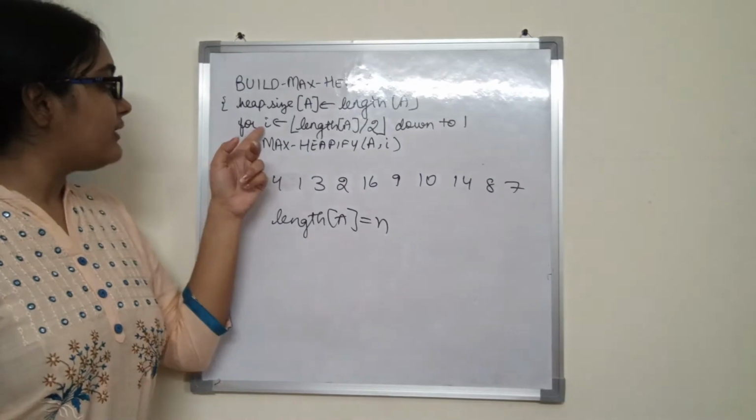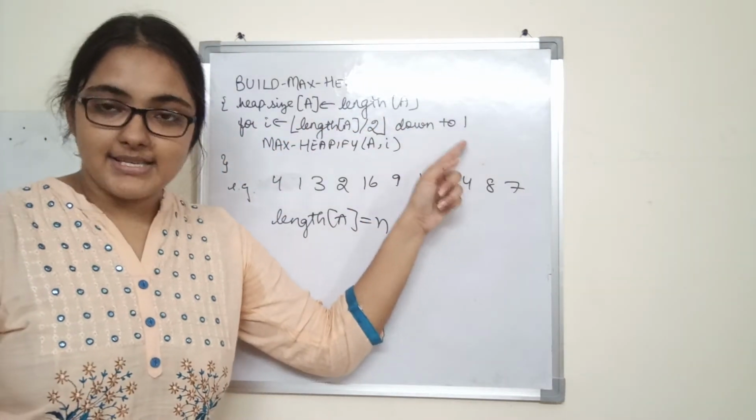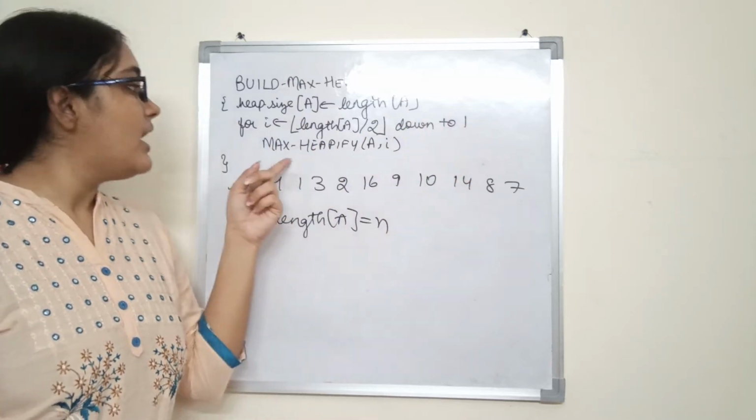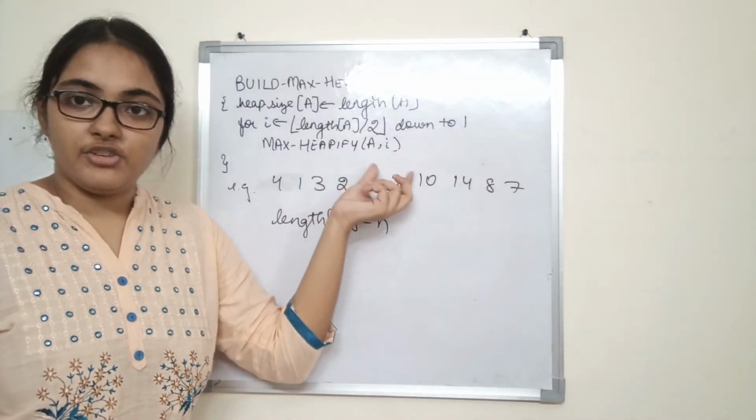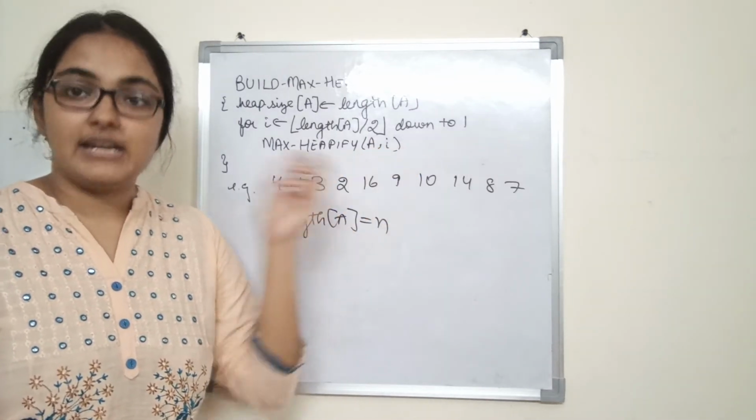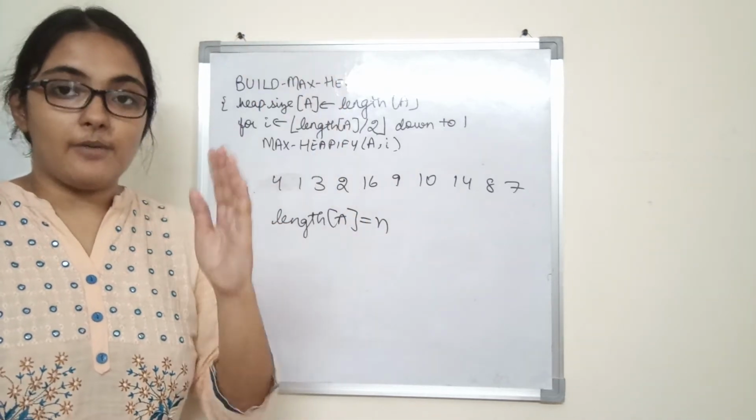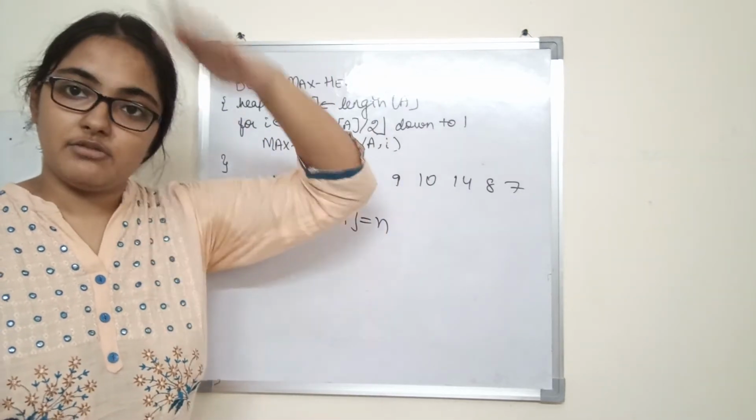Now what are we doing? For I is equal to length of A by 2 down to 1, that is for I is equal to n by 2 down to 1, that is for all the non-leaves, what we should do is max heapify A on I, that is on every node we should call max heapify, right? From n by 2 to 1 in the reverse order, starting from the largest non-leaf to the root, alright.